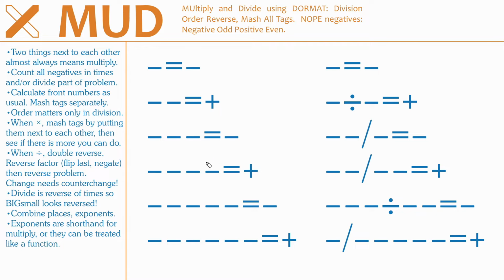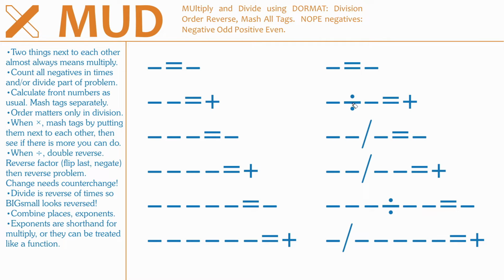3 is odd, answer's negative. 4 is even, answer's positive. 5 is odd, answer's negative, so forth. 6. You won't get this many signs, but I'm just trying to prove the point. And these are all solely multiplication. These have a mix of multiplying and dividing. Here, again, same thing. 1, odd, negative.